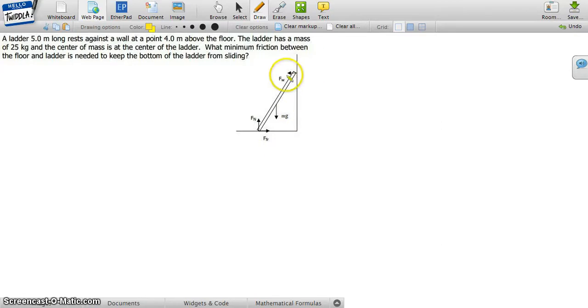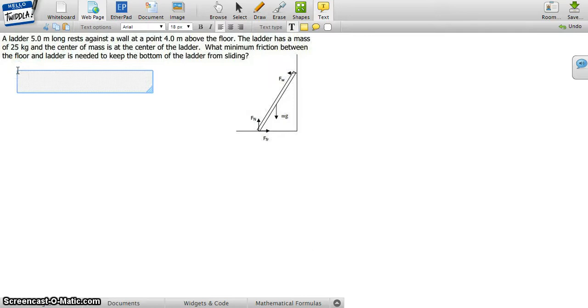Okay, so it already has the free body diagram drawn here for us. So let's write some equations. One equation would be that the force from the ground, which is normal force, would be equal to the weight force, mg. And the other one would be the force from the wall would be equal to the force from the friction, static friction.